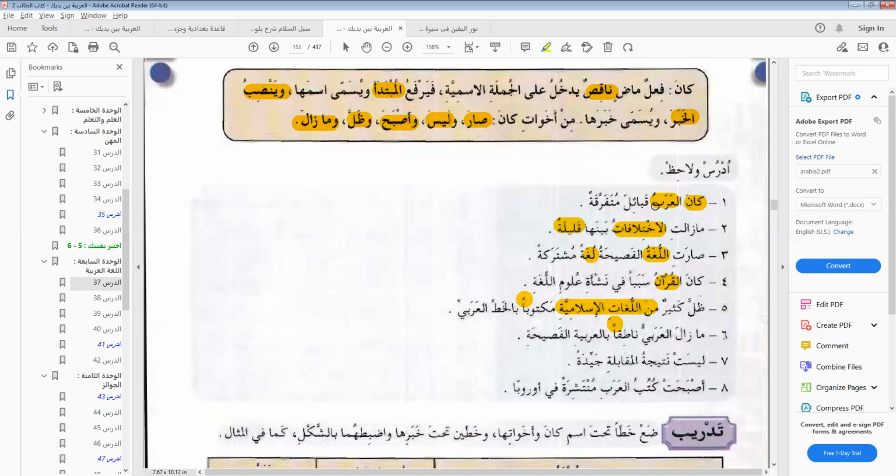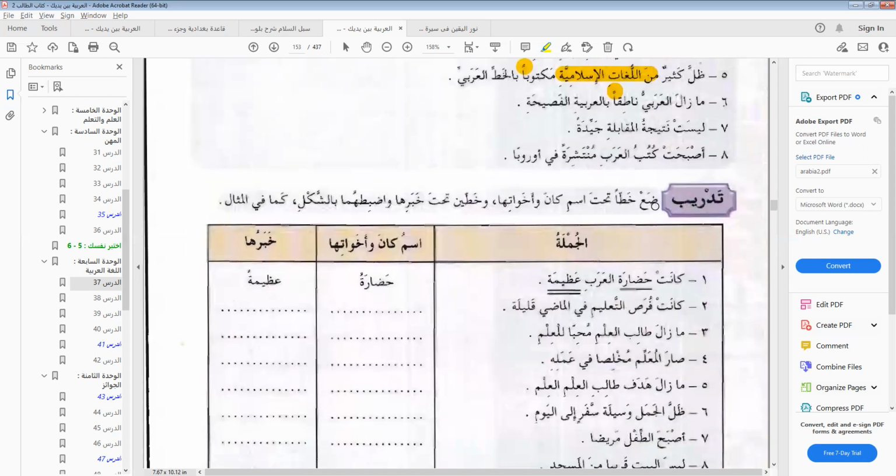Asbahat. Asbahat means become. It has become. Okay. So sarat is different from asbahat. Sarat means it has transformed from one form to the other, but asbahat is has become. Asbahat kutubul Arab, the books of Arab. Kutubu becomes the ism of asbahat. Muntashiratan. Widespread. Muntashir means widespread. It has become, the books of Arab have become widespread. Muntashiratan fi Uruba, in Europe. So asbahat, kutubu becomes its ism, muntashiratan becomes its khabar.